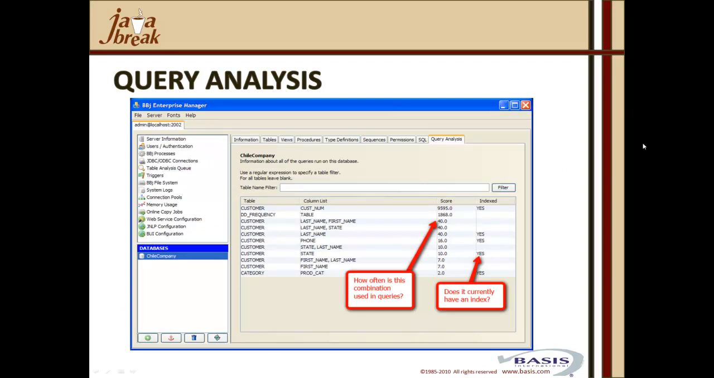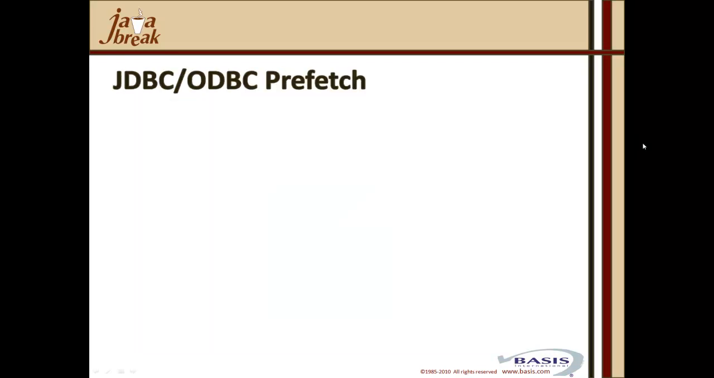If we check and select the Query Analysis tab for a particular database, we'll see the tables that have been queried. It'll show the column list of the where clause that has been employed against that table and give us a score of how often that combination has been used in queries and give you the information as to whether there's currently an index that's been used by the SQL engine. So those are both very useful tools to help you optimize your SQL access to your database.